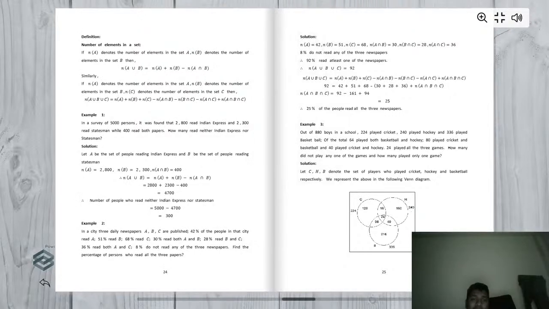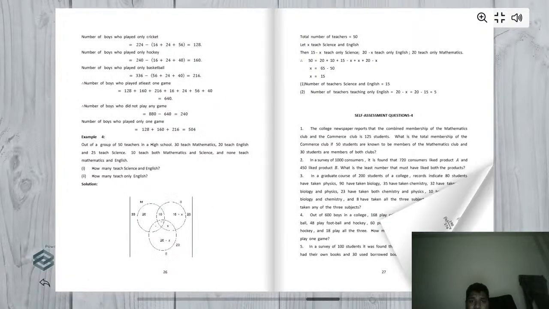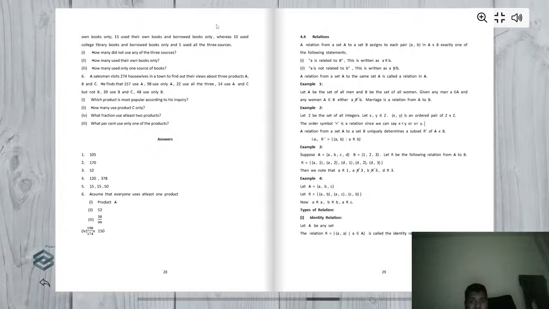Work out the problems, work all the examples. Okay. Relations. What is a relation? Comparing one to the other is a relationship. It is called a relation.